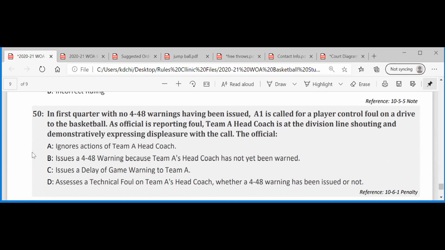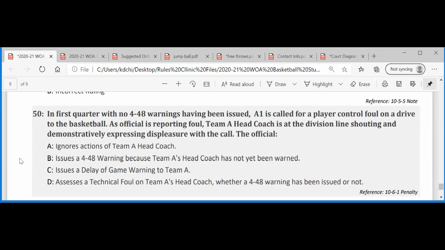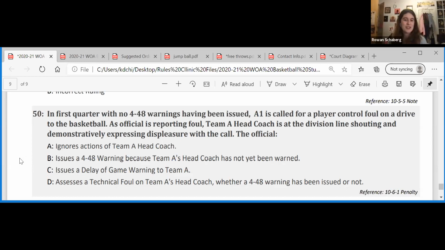In first quarter, with no 4-48 warnings having been issued, A1 is called for a player control foul on a drive to the basketball. Is that supposed to be drive to the basket? Yes. As the official is reporting the foul, the Team A head coach is at the division line shouting and demonstratively expressing displeasure with the call.